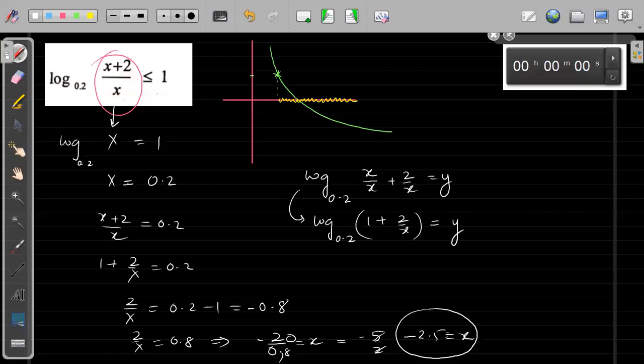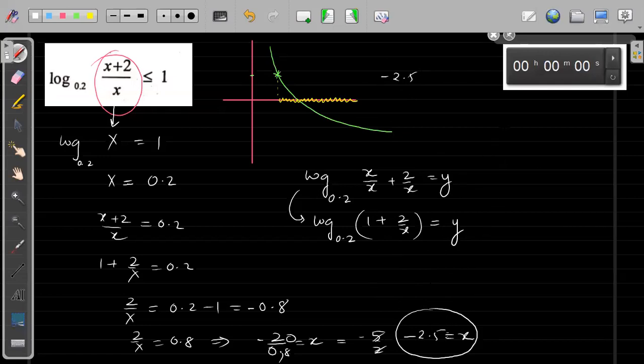First thing I got is that x equals minus 2.5. For minus 2.5, this y will become 1. So minus 2.5 will 100% come. If minus 2.5 is there, then I will get y equal to 1. First thing.